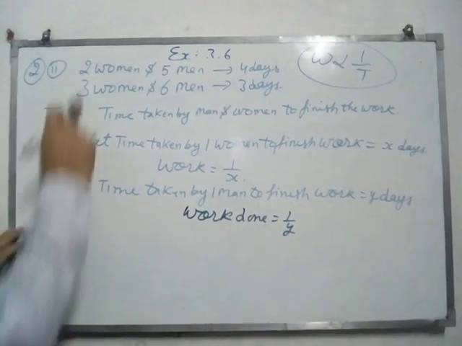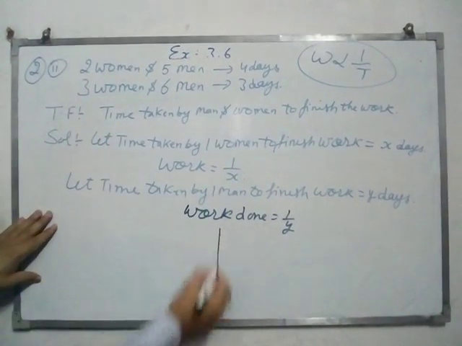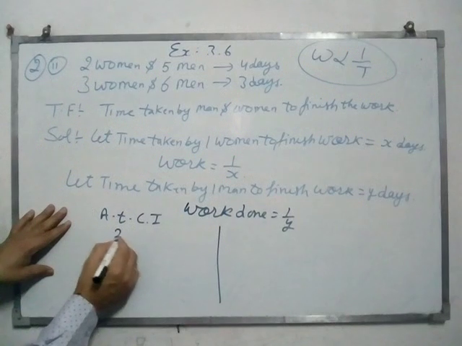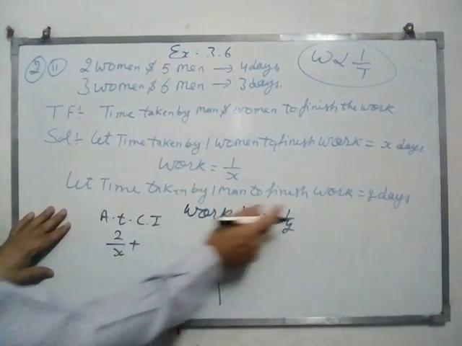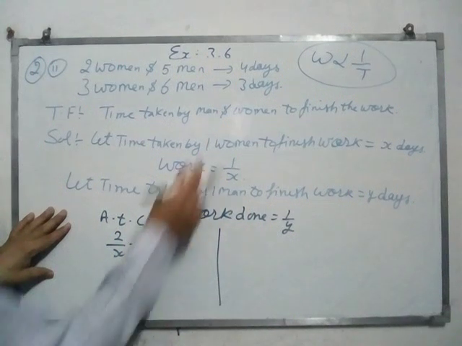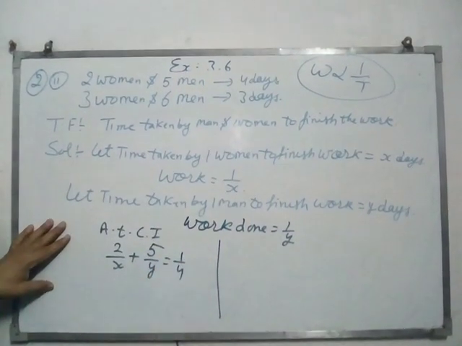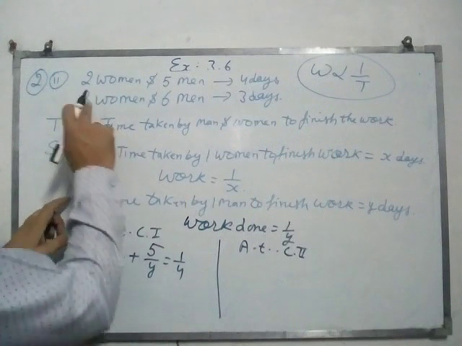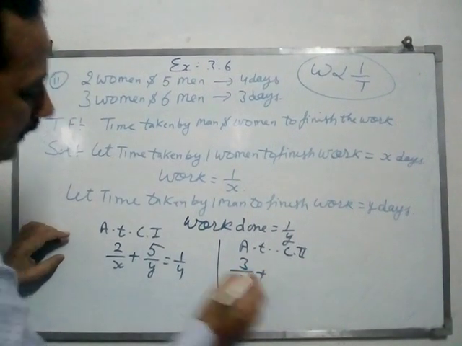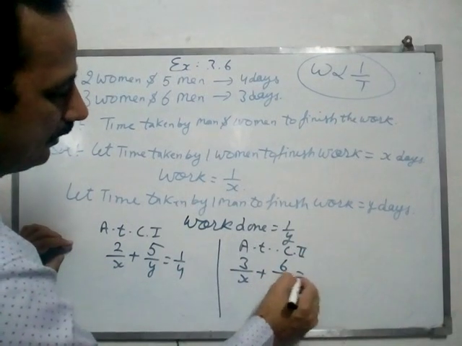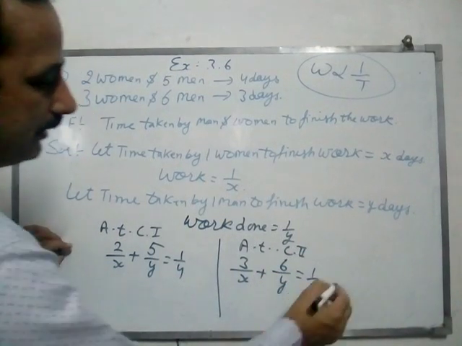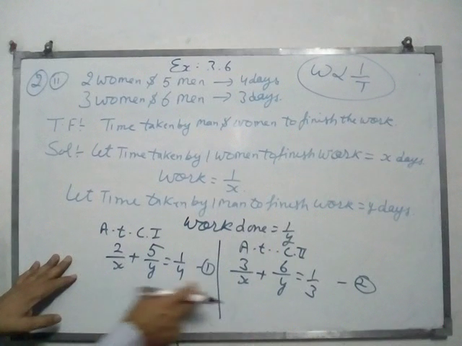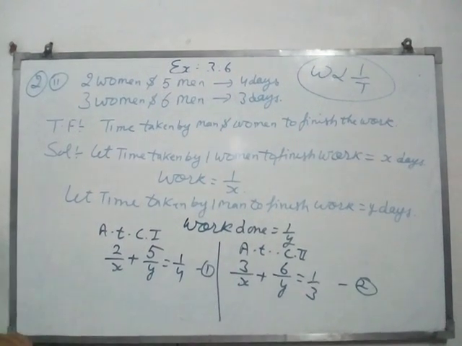According to the first condition, 2 women means 2 upon x, plus 5 men, 5 upon y. That is how many days? 4 days, so 1 upon 4. Similarly, the second condition: 3 women, 3 upon x, plus 6 men, 6 upon y, that is 1 upon 3. This is the first equation and that is the second equation. Now we solve these equations in a similar way.